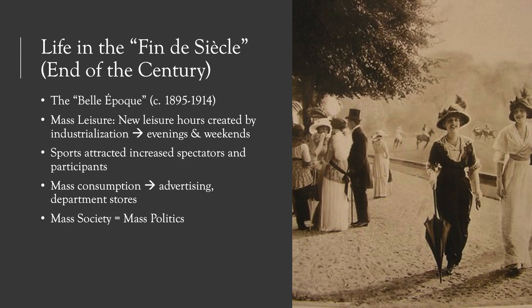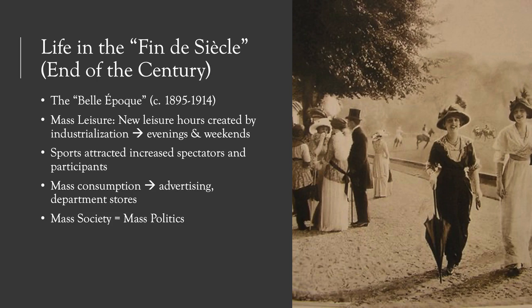And so our last slide is sort of summarizing what life was like in the fin de siècle, which is the end of the century, and what was life like in this new mass society with mass culture, mass leisure, mass consumption? Well, at the beginning of the lecture, I mentioned this period known as La Belle Epoque, which is the sort of tail end of the 19th and into the 20th century before the start of World War I.